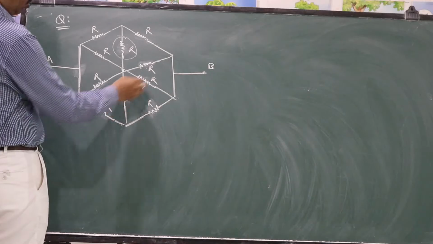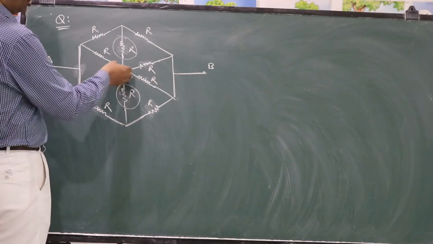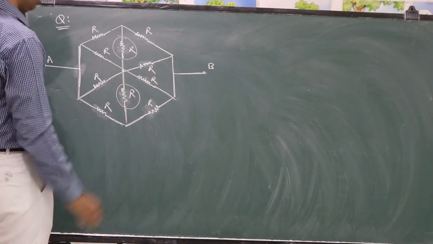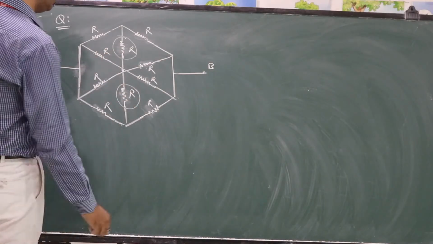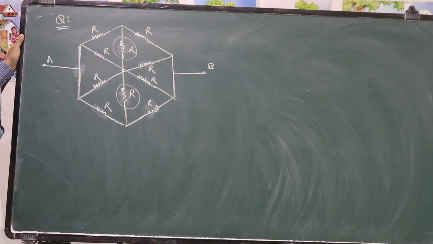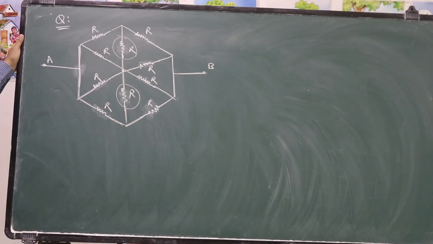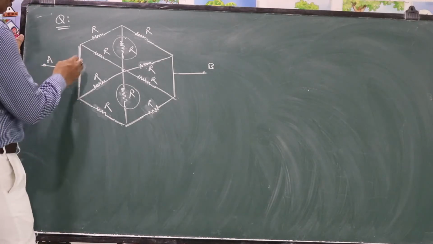Similarly, the ratio of these two resistors is equal to these two resistors. This resistor you can avoid because this point and this point are at the same potential. No current will pass through this. So as per the earlier rules, we should omit the branches which are not carrying current. So we should omit this resistor and we should omit this resistor.